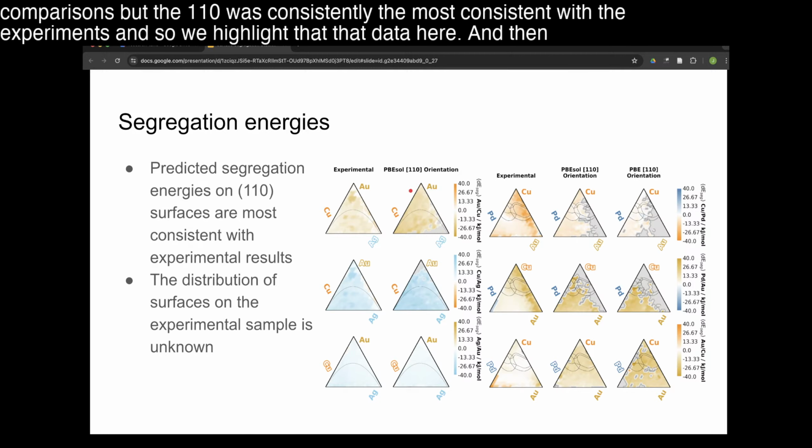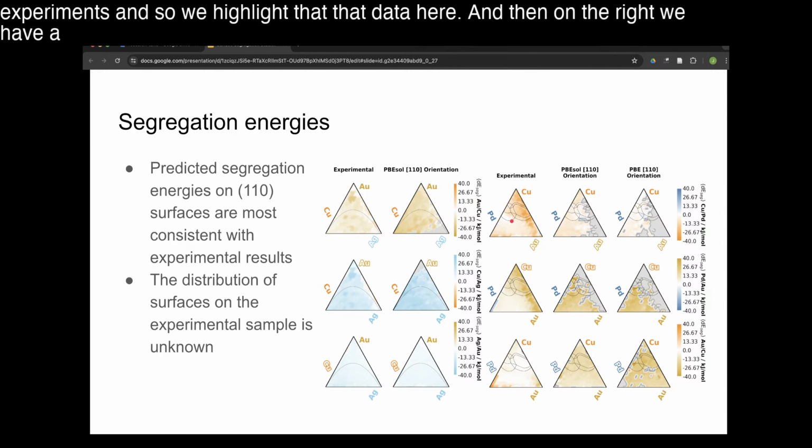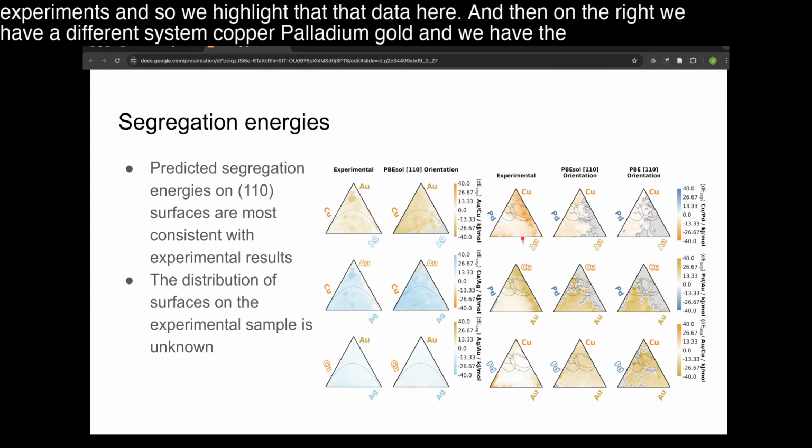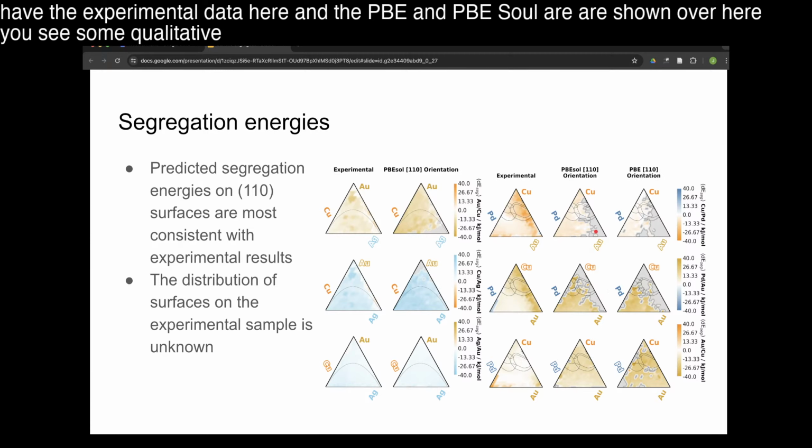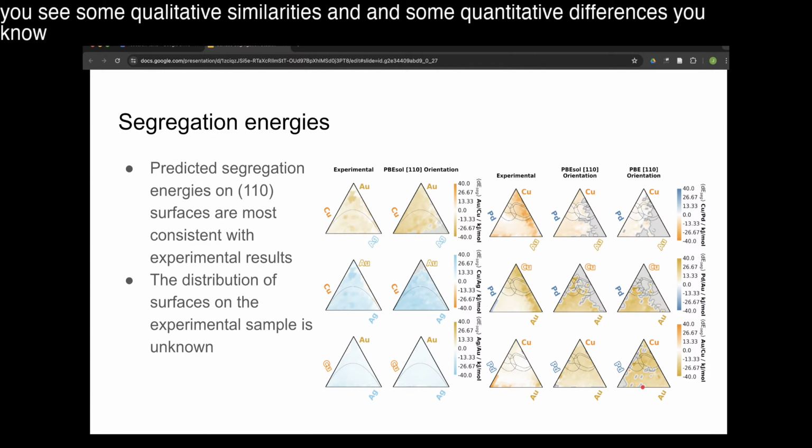And then on the right, we have a different system, copper, palladium, gold, and we have the experimental data here, and the PBE and PBEsol are shown over here. You see some qualitative similarities and some quantitative differences, especially down here in this space.